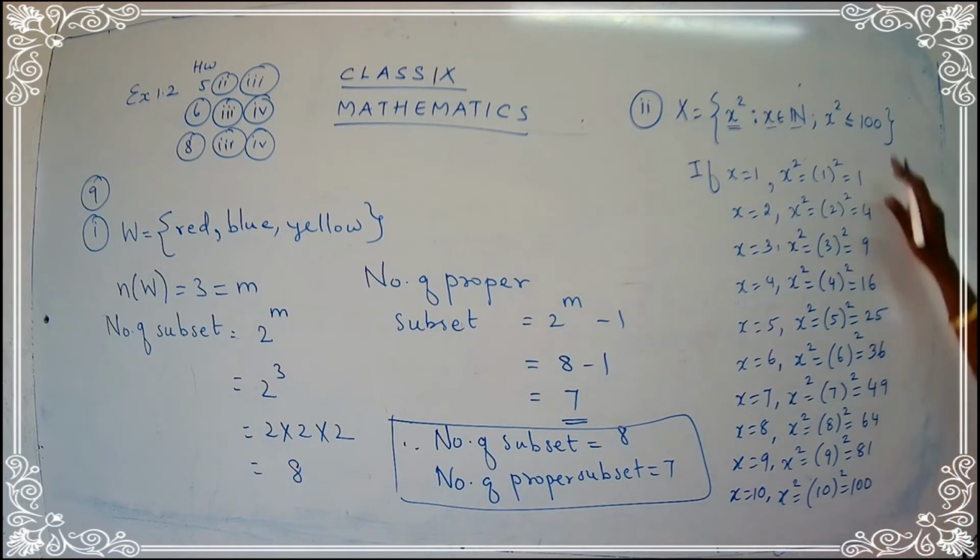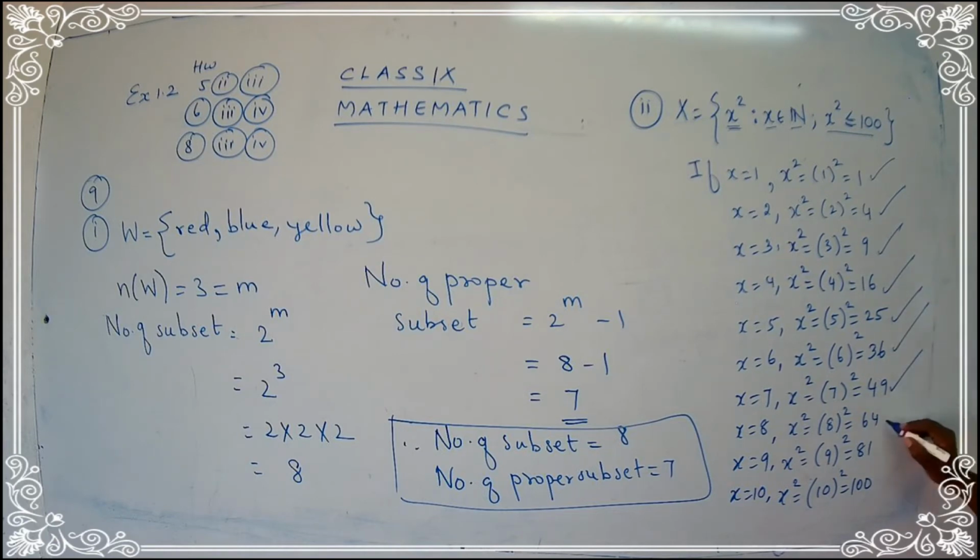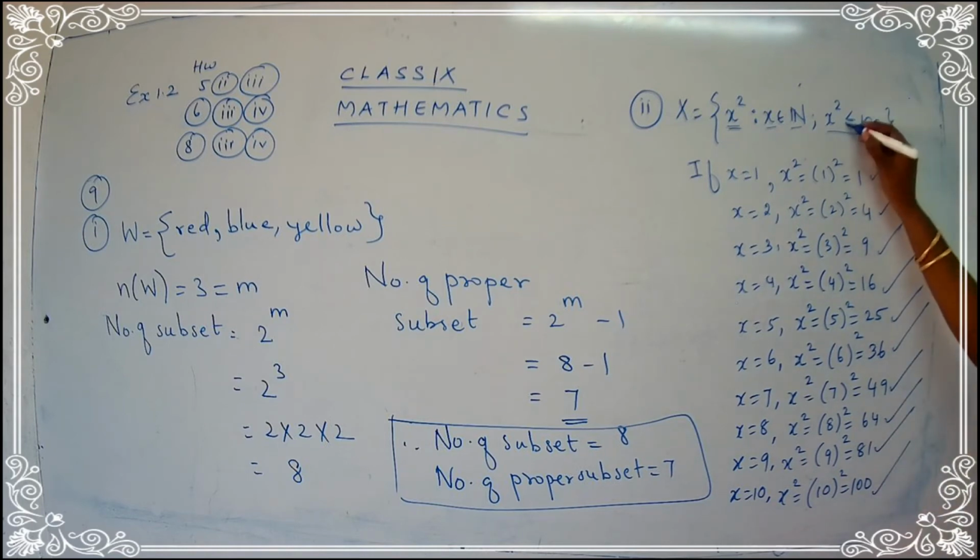See, up to 100, because x square is less than or equal to 100. Less than or equal to 100 means we have to take the 100. That means I have to take 1, 4, 9, 16, 25, 36, 49, 64, 81, and also 100. Less than or equal to. So you should take 100.